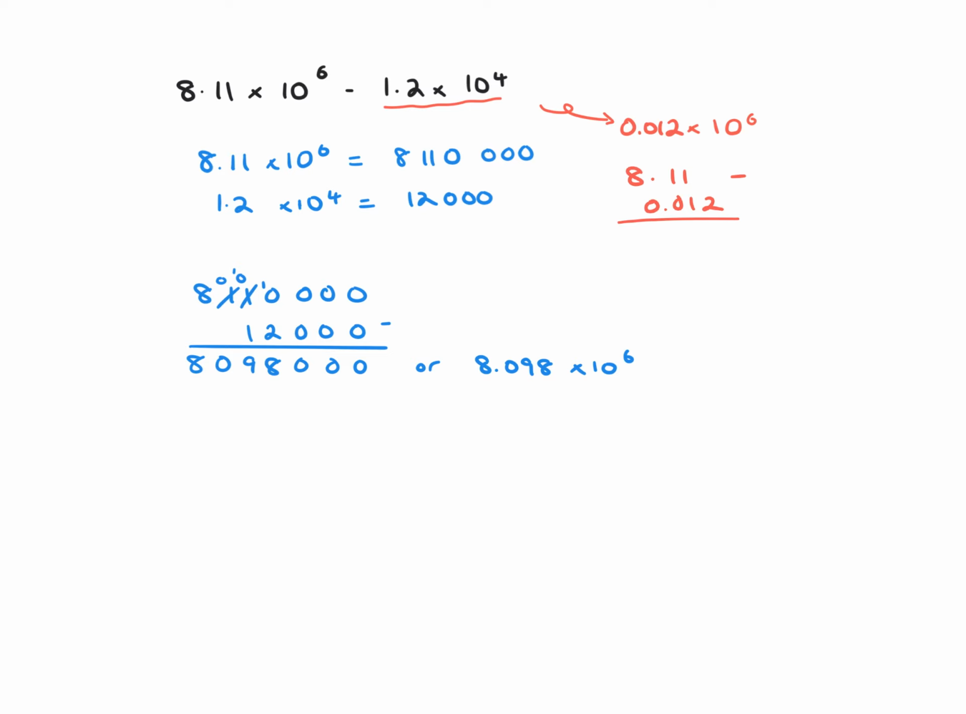Now that their powers are the same, we can subtract 0.012 from 8.11, which we can write as 8.110. And then we borrow as we did before. 10 take away 2 is 8. We borrow again. 10 take away 1 is 9. 0 take away 0 is 0. And then we pop the decimal point here. 8 take away 0 is 8. And so once again we get a solution of 8.098 times 10 to the power of 6. Now, if you do choose to use the second method, you need to be really careful when subtracting these decimal numbers.